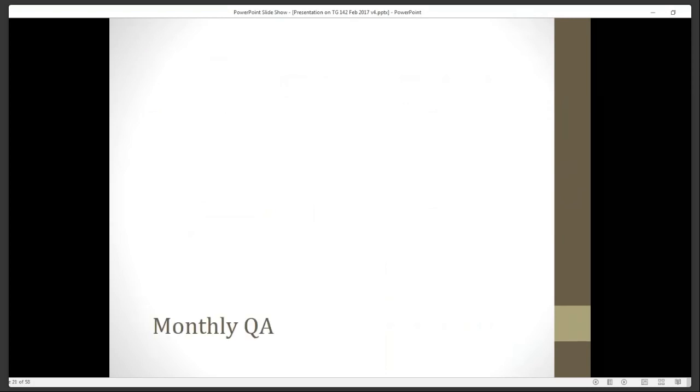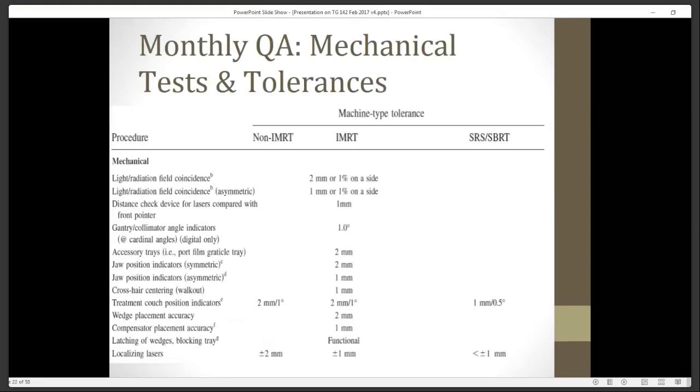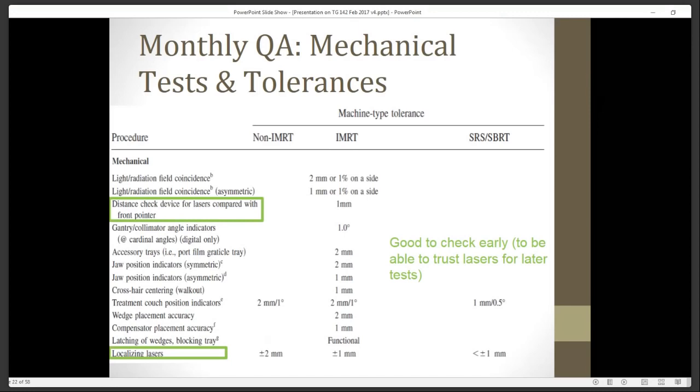All right, so let's move on to the monthly QA, which is where a large bulk of the QA falls for the TG142 recommendations. So first here, this is the recommended mechanical tests. So there's a lot of things in here. Just to point out a couple things here. The lasers are on there. It's really good to check those early before you're checking other things, just so that you can trust that the lasers are correct when you go to do your other tests.